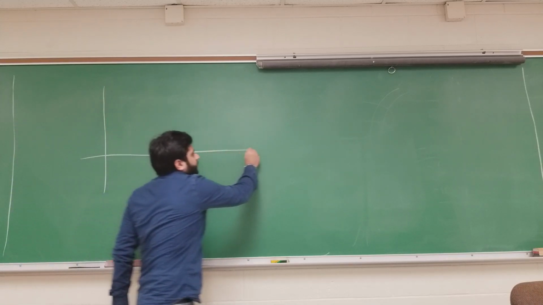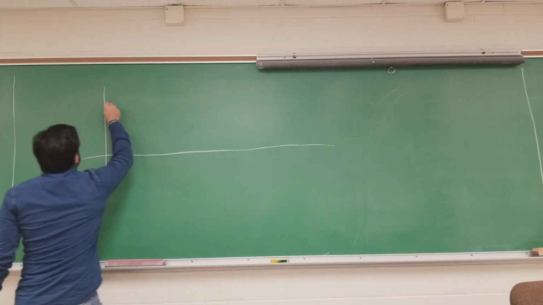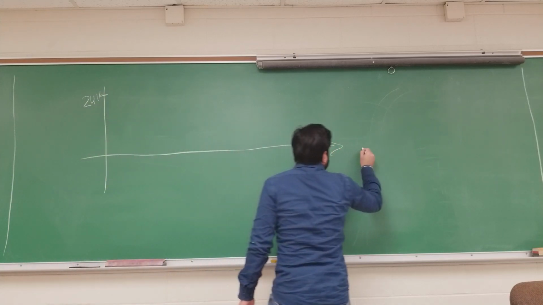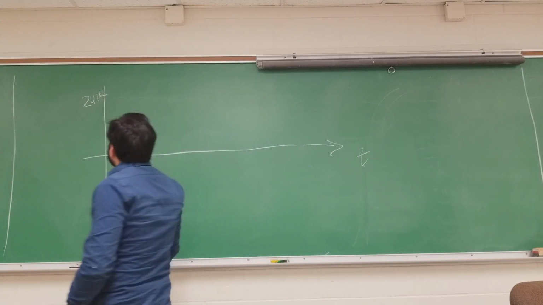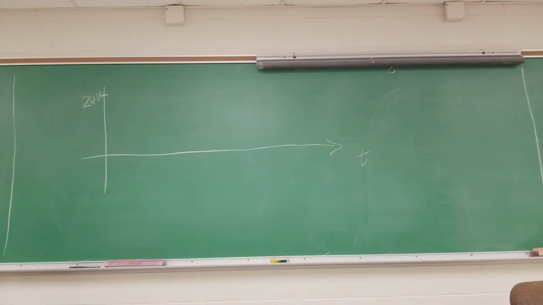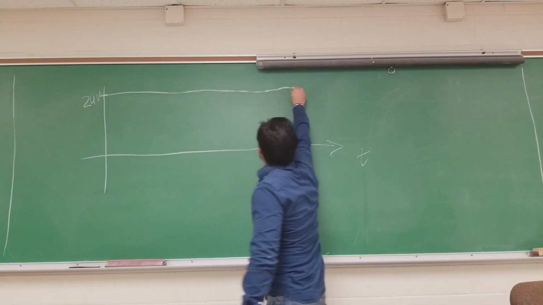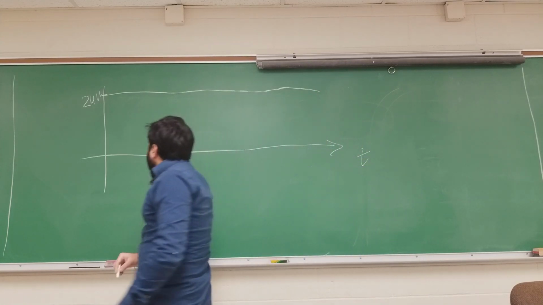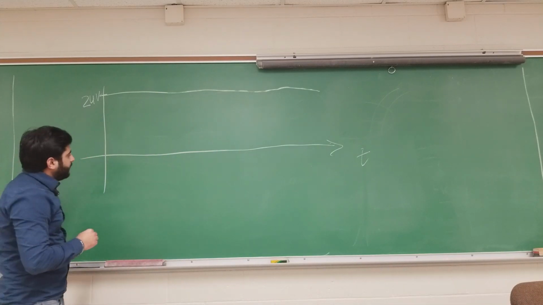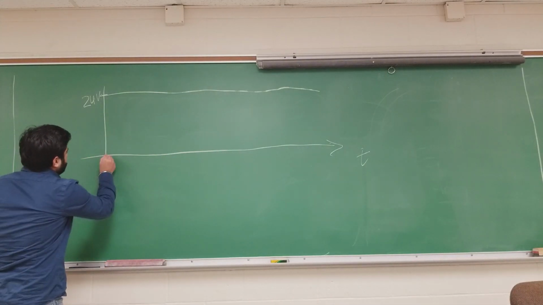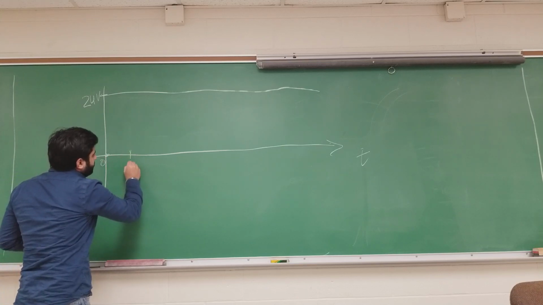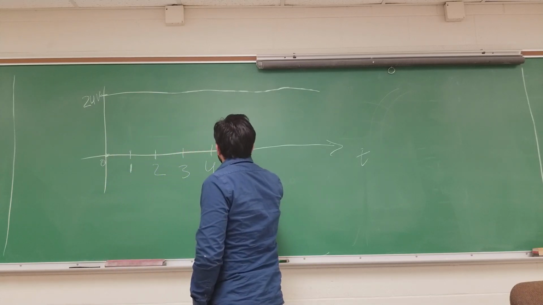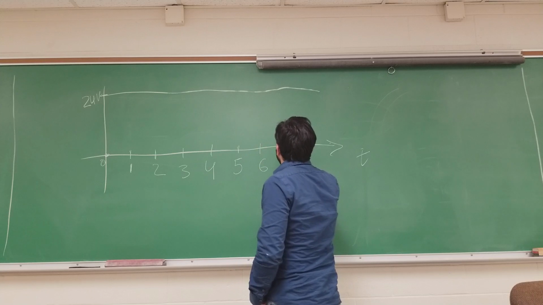So here is my signal, 24 volts with respect to the time. If we see a DC signal, it will appear like this. With respect to time, there is almost no change. Let's consider the signal in the time domain. I am plotting it with respect to the time.